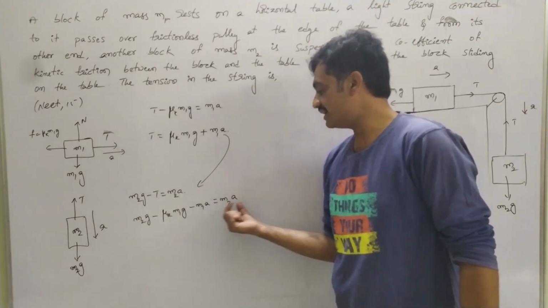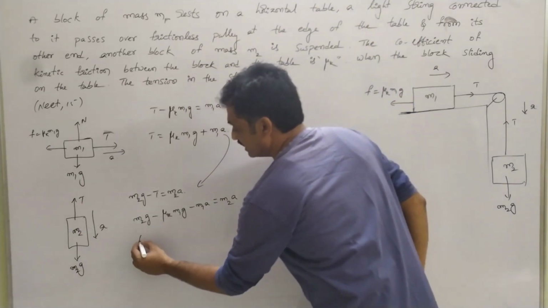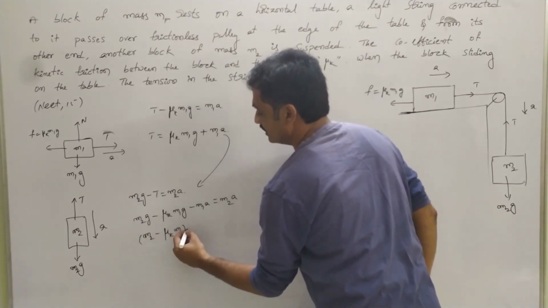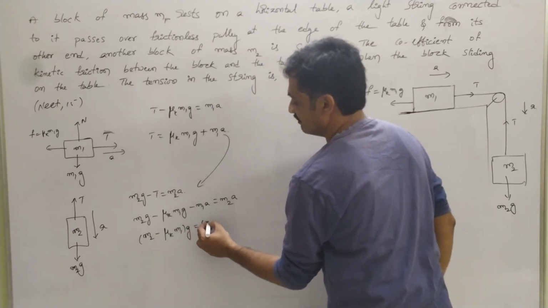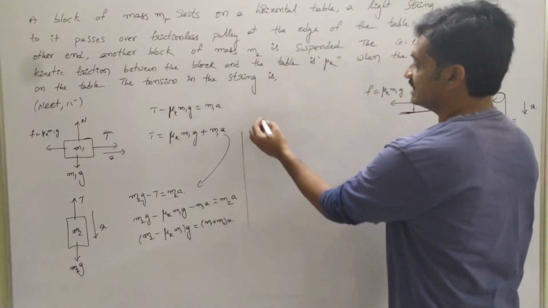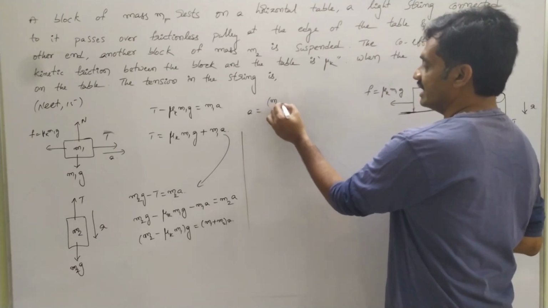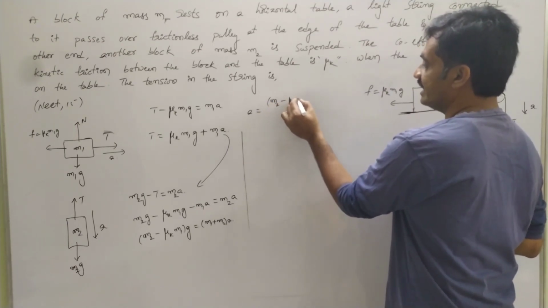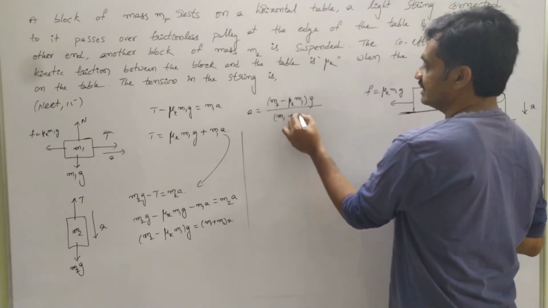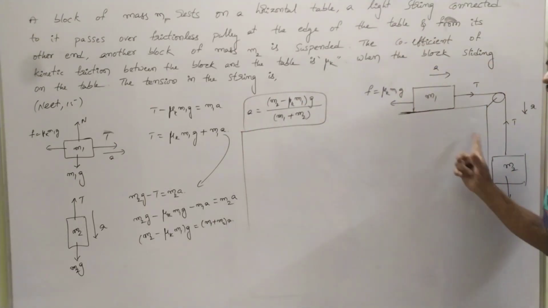Let's bring this m1 into a towards this side. Then here we can take g as common. Observe that (m2 minus mu_k m1) into g is equal to (m1 plus m2) into a. From this the common acceleration can be given as a equals (m2 minus mu_k m1) into g by (m1 plus m2). This represents the common acceleration of this pulley block system.